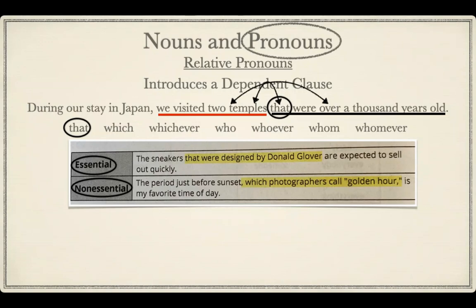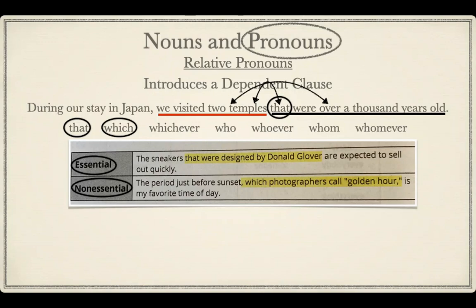The clause that were designed by Donald Glover in this sentence here. The sneakers that were designed by Donald Glover are expected to sell out quickly. If that was removed, you wouldn't know which sneakers are expected to sell out. In other words, if the sentence said the sneakers are expected to sell out quickly, we're not giving it any more information, and we need that information, right? Because it's specifying which sneakers. That means that's a restrictive clause, right? We need that one.